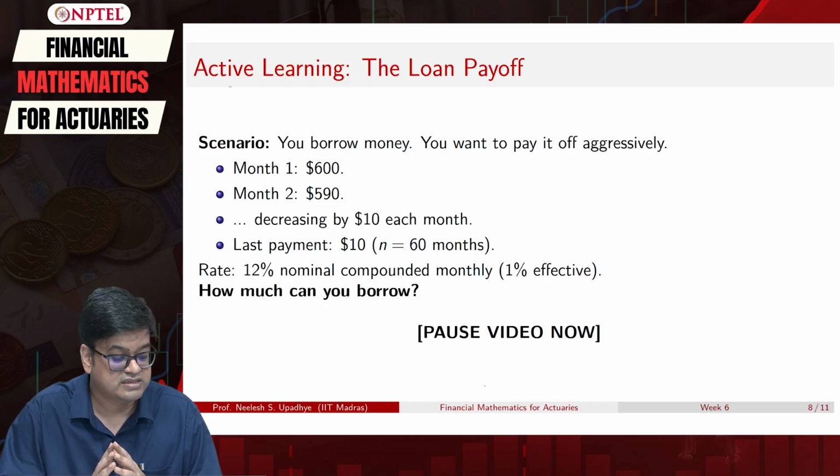The interest rate given to you is 12% nominal compounded monthly. I am making it very simple for you. This is a 1% effective monthly interest rate that you have to work on. How much can you borrow? Here the trick is, I have given you everything in months and I have derived everything in years. So you have to use your common sense and solve the problem.